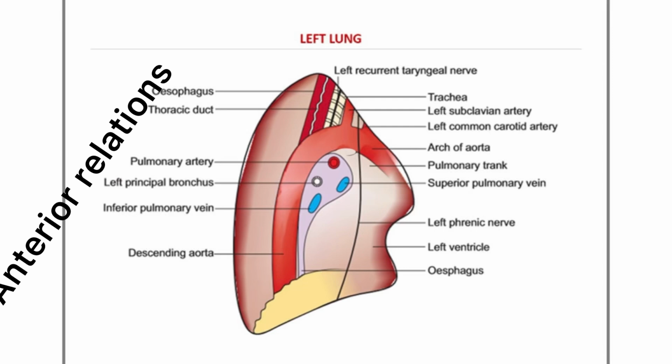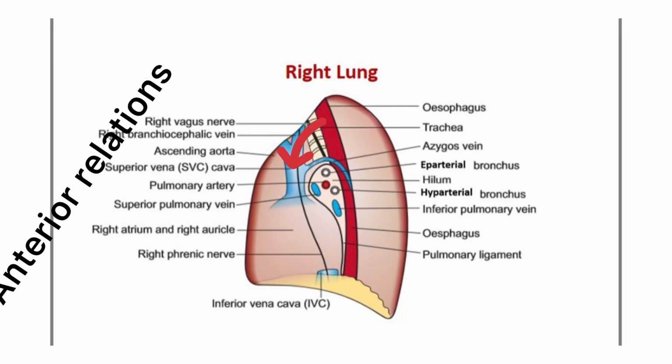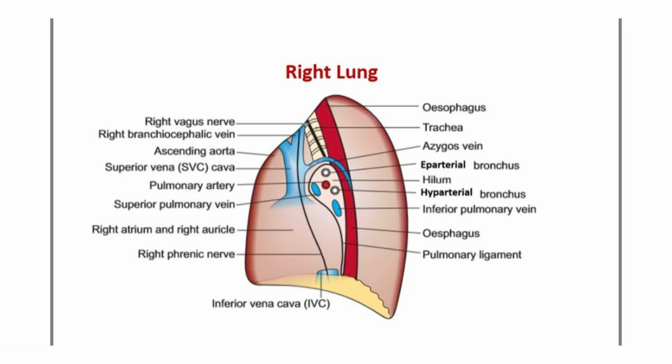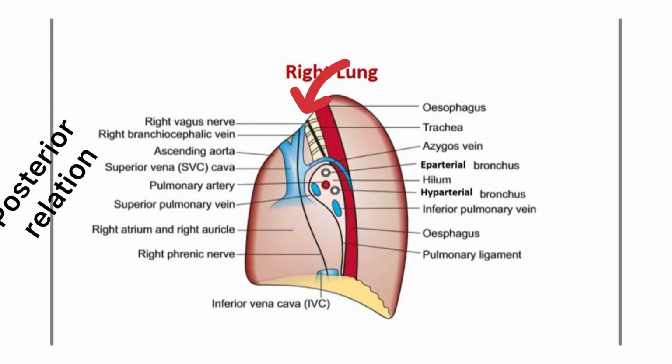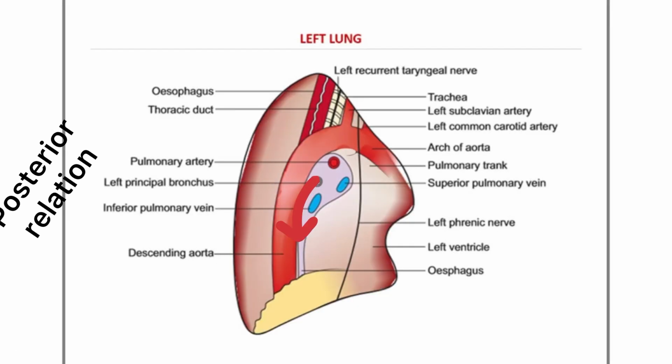Then for the right side, still under the anterior relation, we have the superior vena cava and part of the right atrium. Then for the posterior relation, the ones common to both sides include the vagus nerve, as you can see, then the posterior pulmonary plexus. The one seen on the left side only is the descending thoracic aorta.